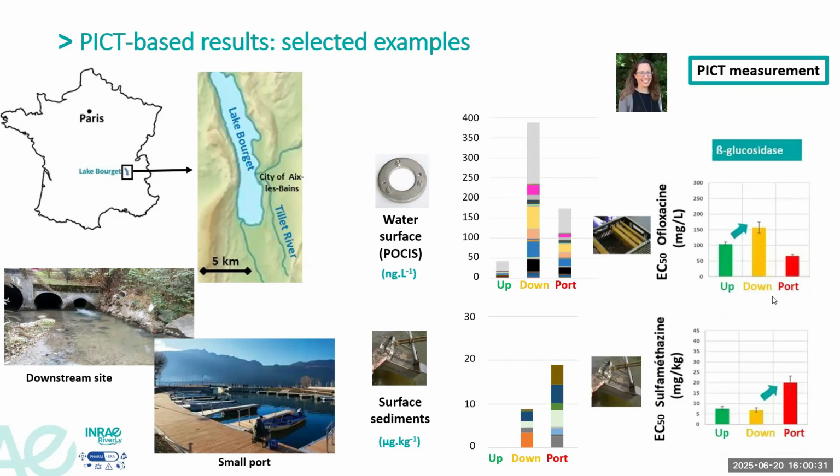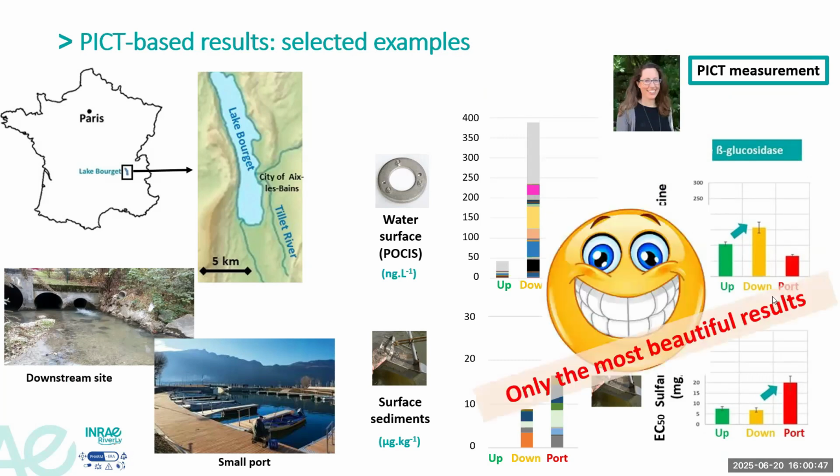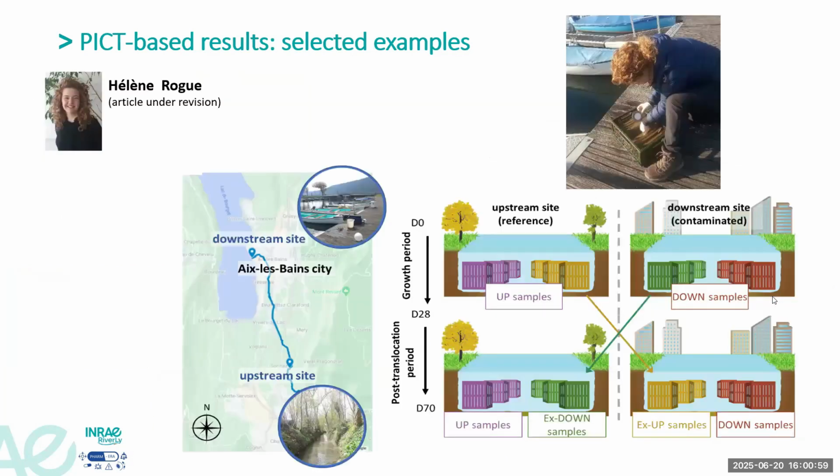So we performed PICT approaches in collaboration with Chloe, and we observed an increase of the tolerance of the microbial community. The examples are based on the beta-glucosidase activity. So you can see an increase in the tolerance in the most contaminated station. But of course, I have just selected the most beautiful results for this presentation, because all the results were not as expected, but this is always the case. But in some cases, PICT was really relevant.